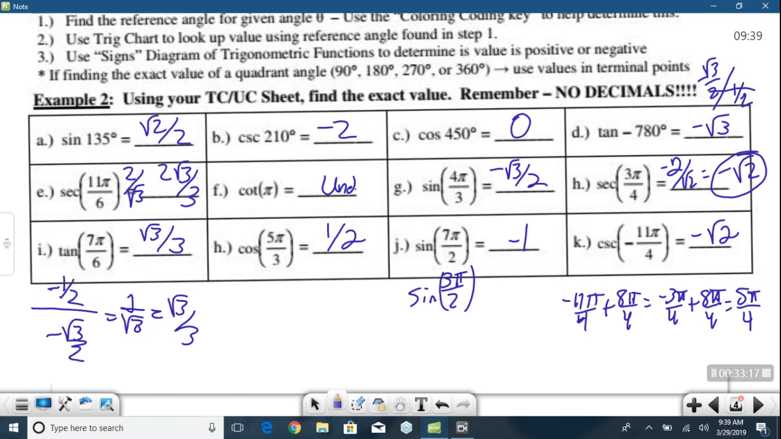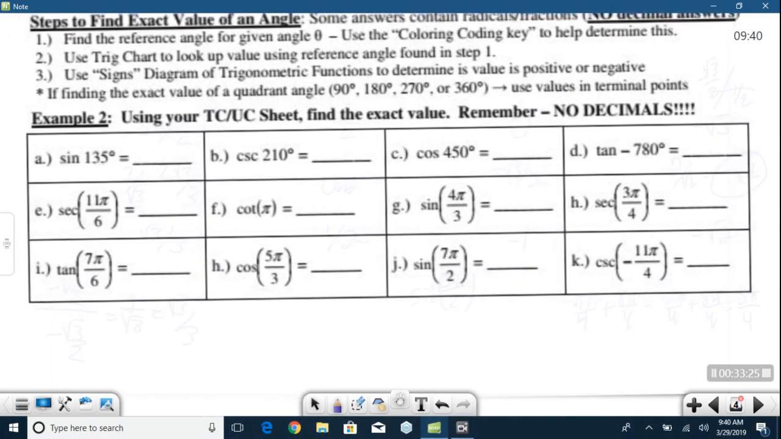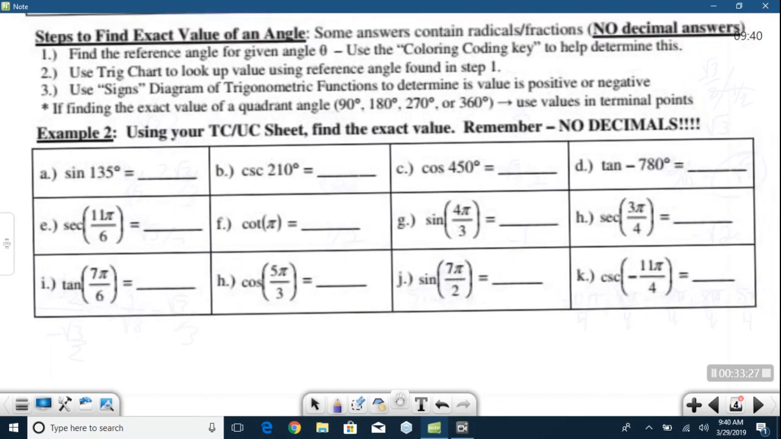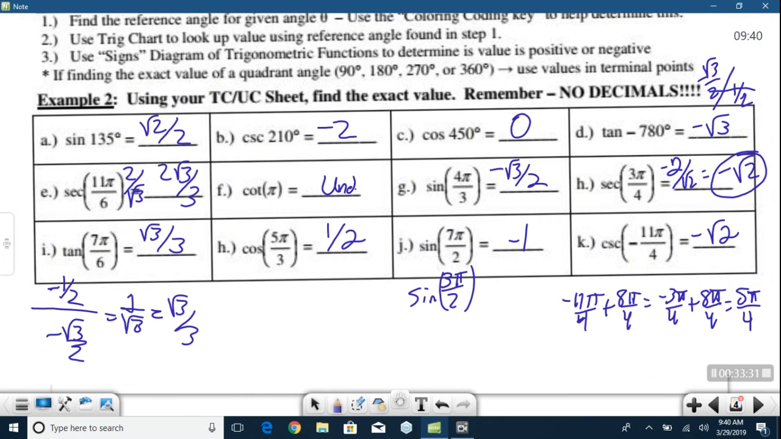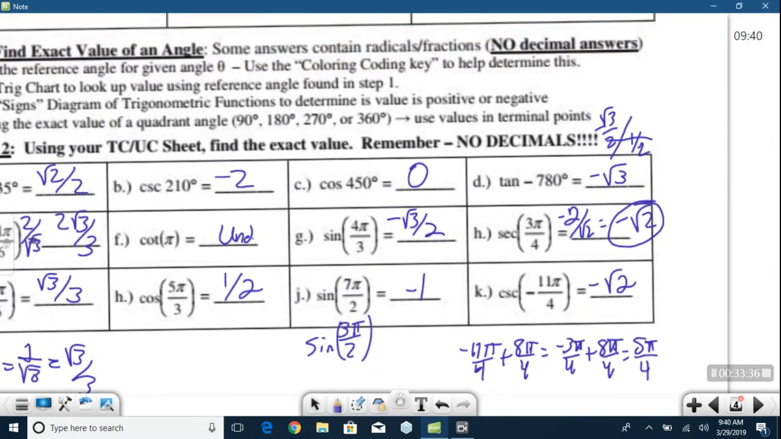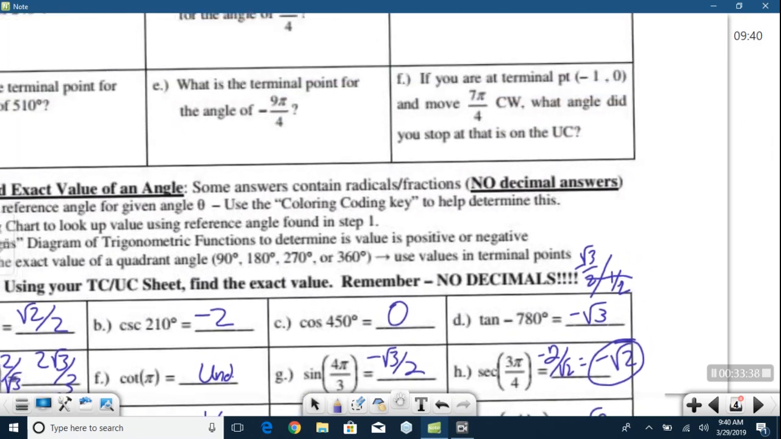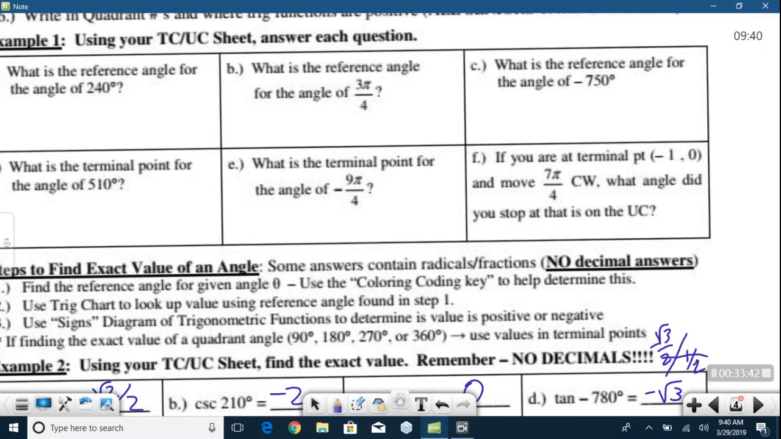Any questions? When it says terminal point at the top of the sheet, is that just your coordinate? It says terminal point at the top of the sheet. Is that just your coordinate? What is the terminal point? That's what we're about to go over.